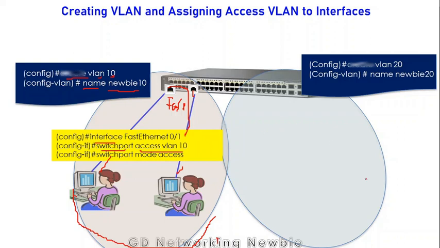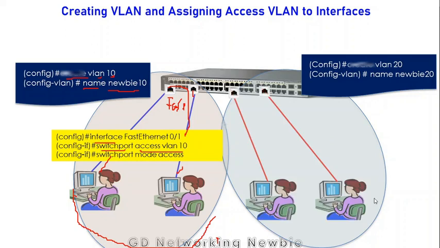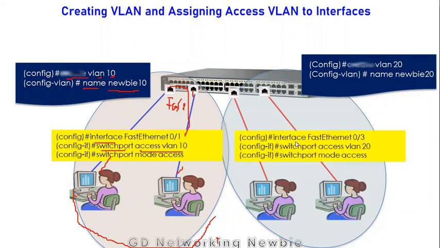And then for this VLAN, we use the same commands: we need to go to the interface in which we are interested, for example this time FastEthernet 0/3. Once we are in that interface, we use the command switchport access vlan 20. So this command will put this port into VLAN 20.